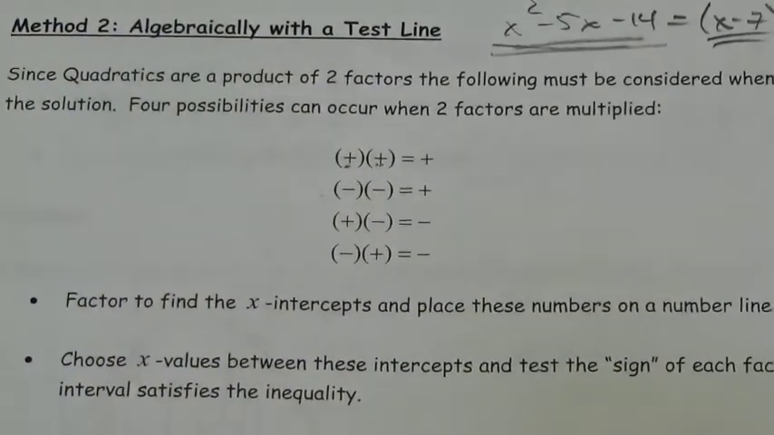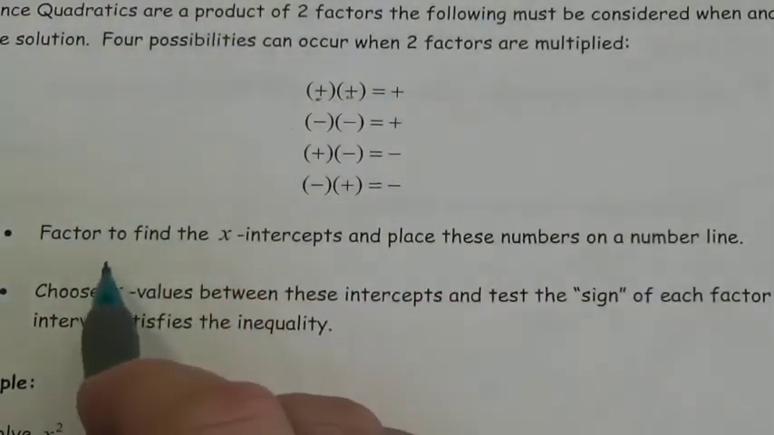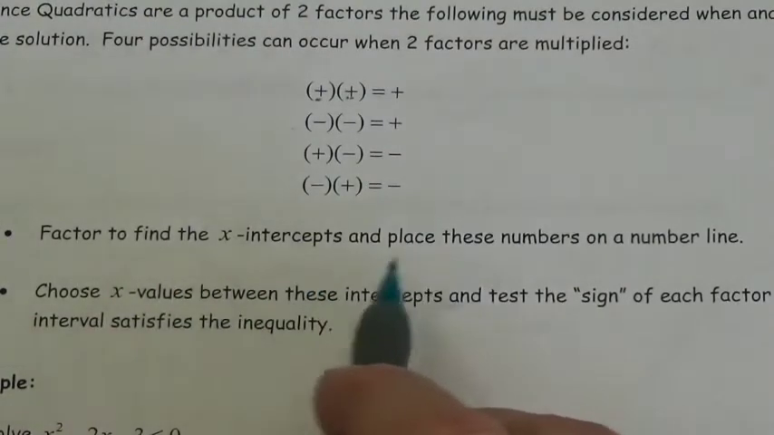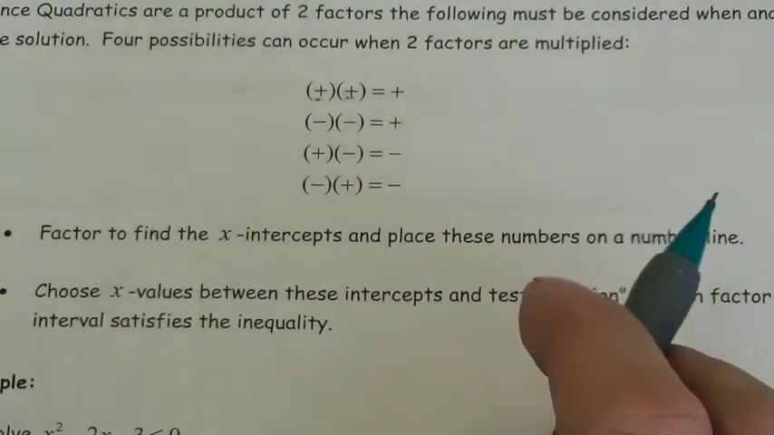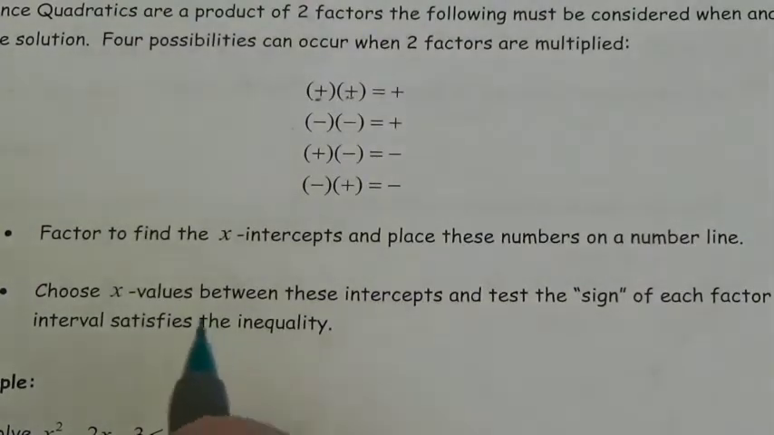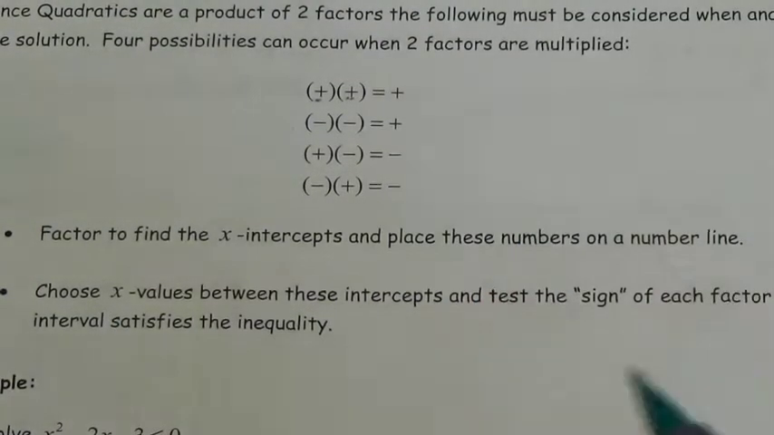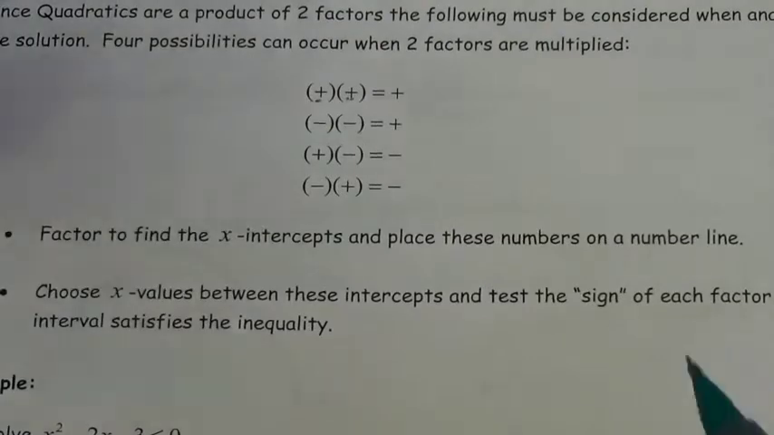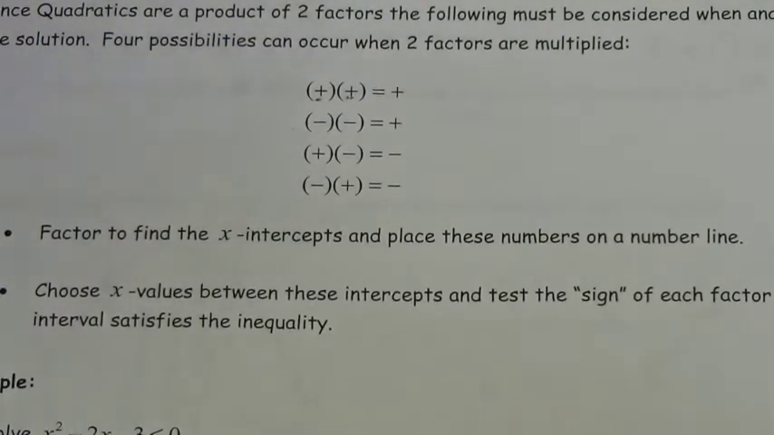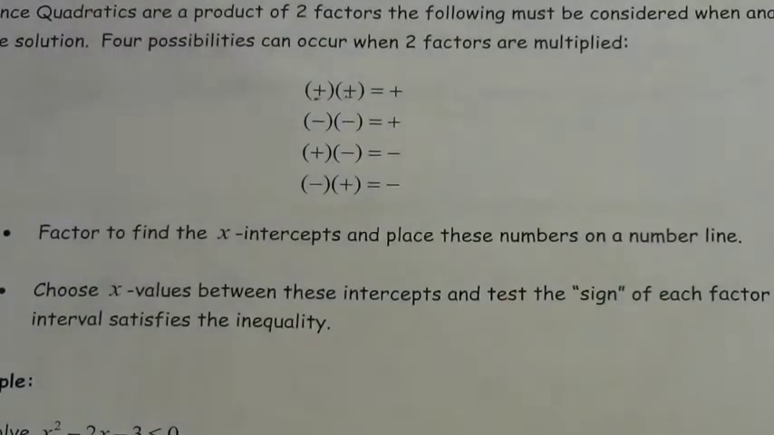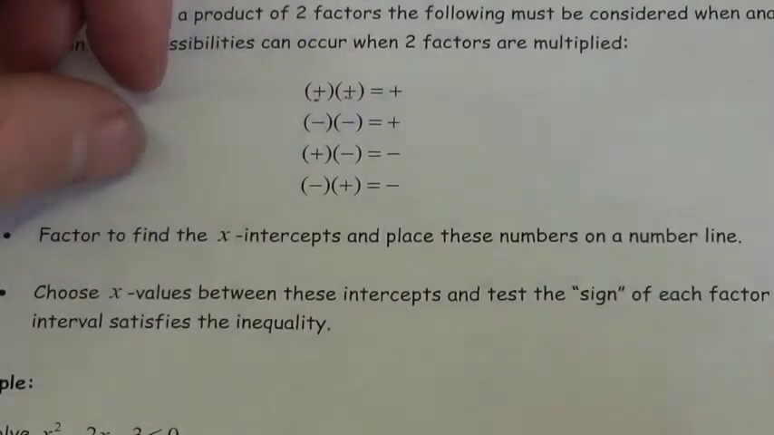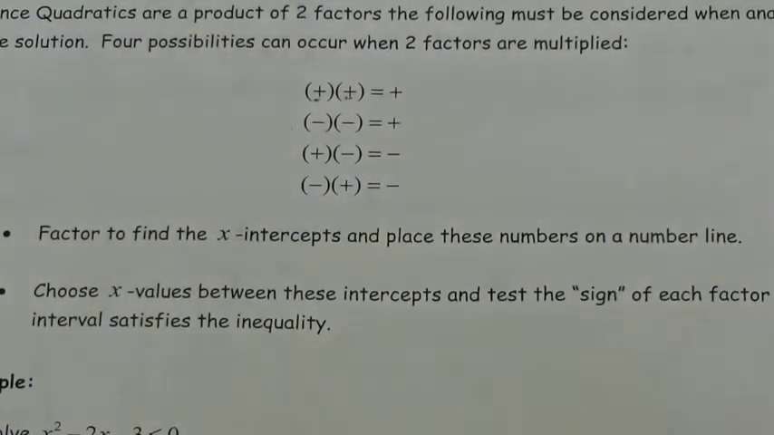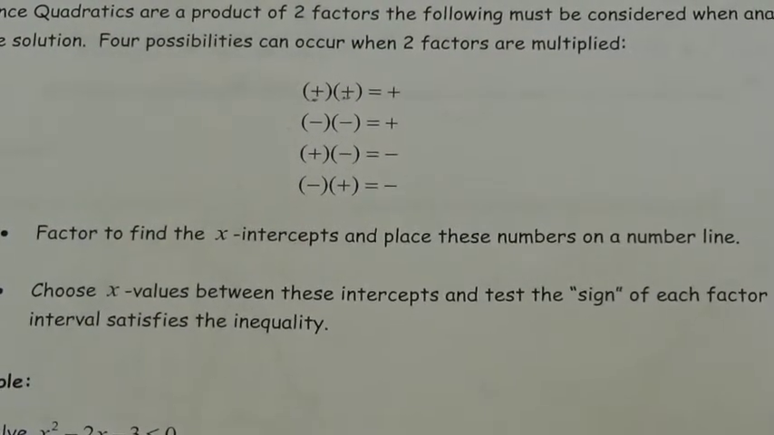So the trick to analyzing it this way is you're going to factor and find the x-intercepts, and you're going to put those on the number line. Then we're going to choose x values that create the sign we're interested in. Whether each factor is positive or negative, we're going to determine the signs for those factors and then put those together to get the sign of the overall function. Let's go through some examples, and I think that'll start to make sense in a bit.